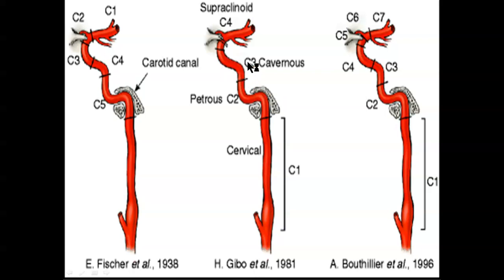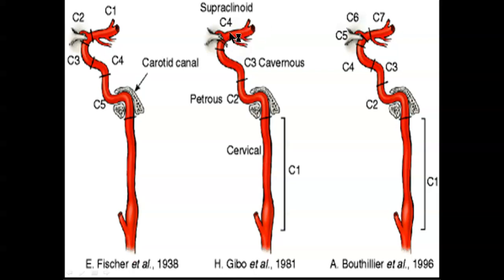Then there's a third part, cavernous segment, C3. It's called cavernous segment because it's inside the cavernous sinus. And above this is the clinoid area, the area in the middle cranial fossa where we have anterior clinoid processes and the posterior clinoid processes. Hence, that area is called the clinoid process. So anything above that, what Gibo did, he simply called it supraclinoid segment.